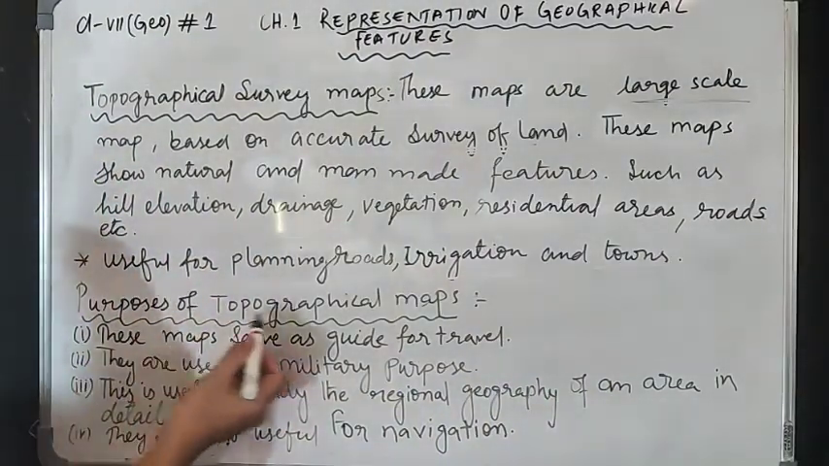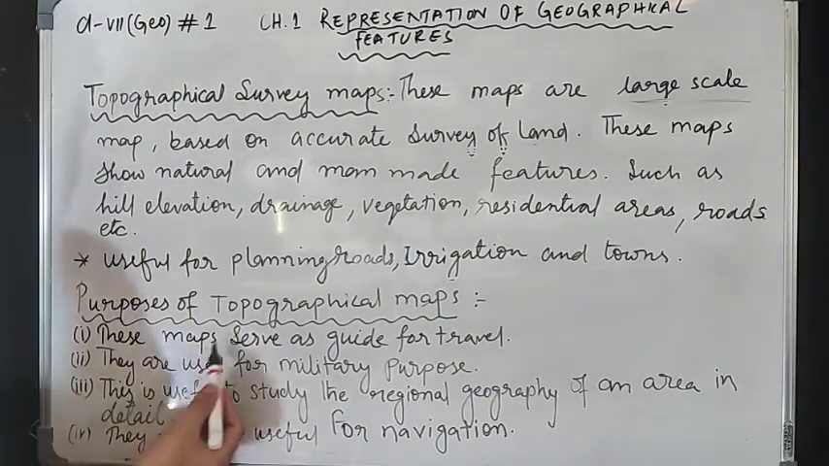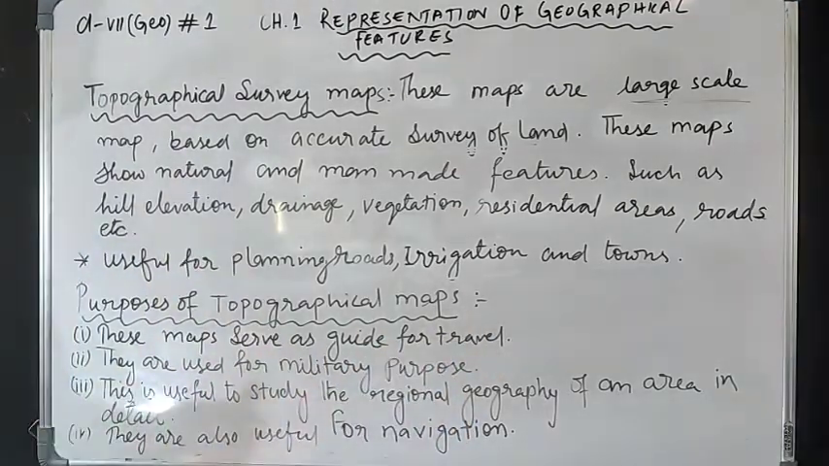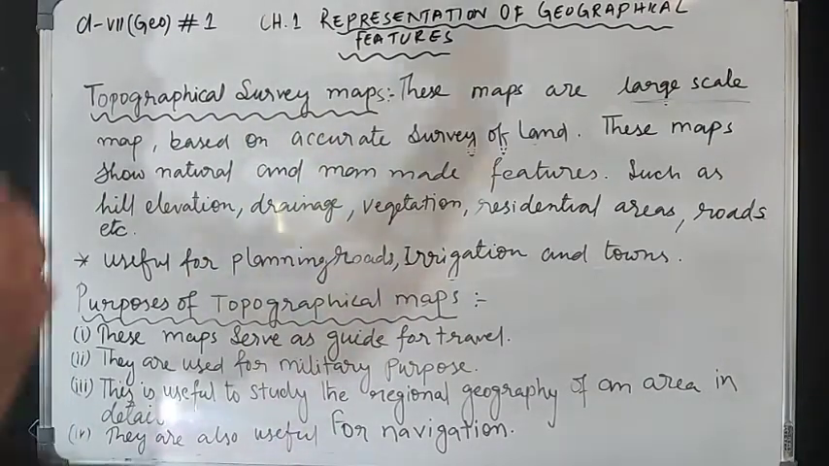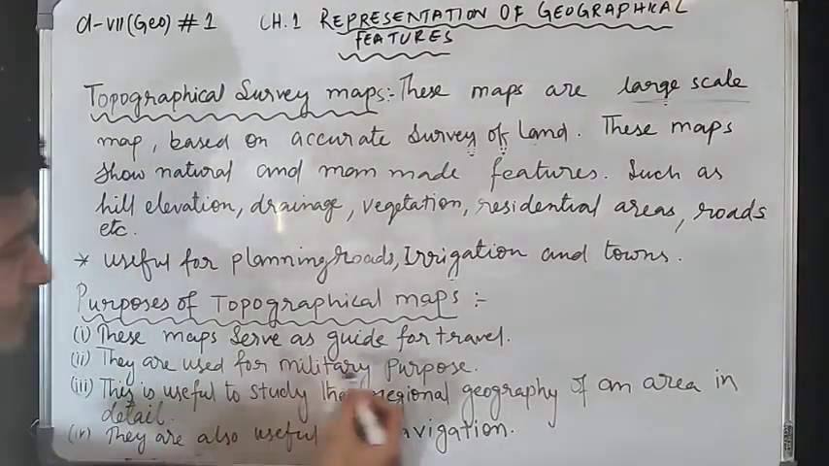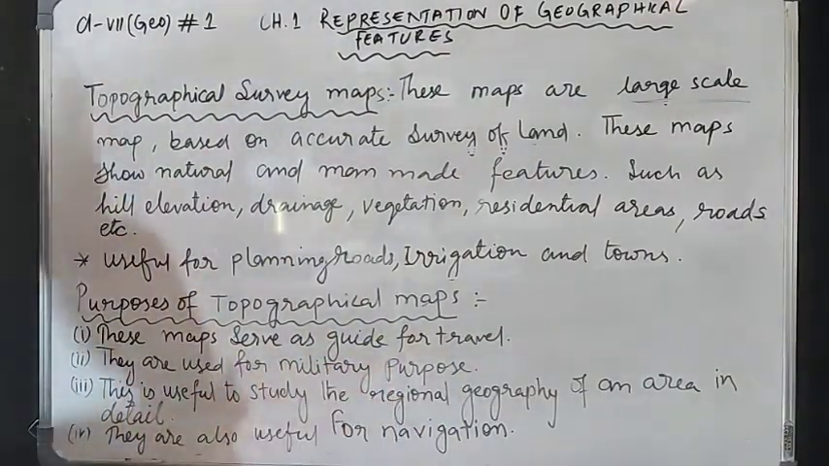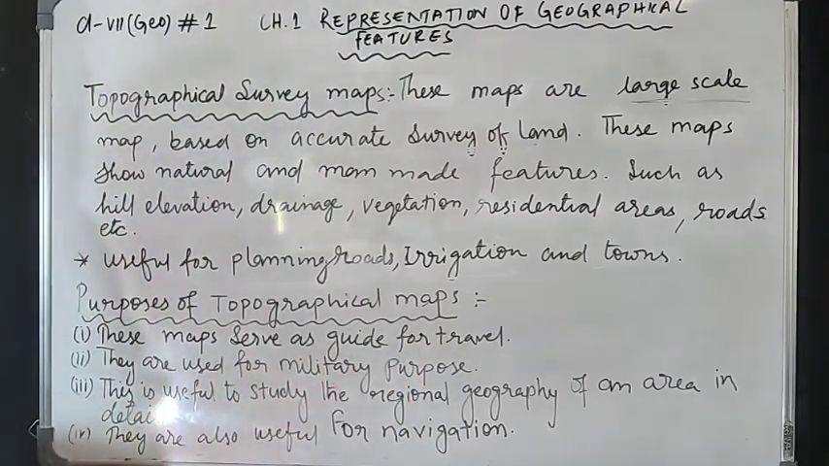Now let us see the purposes of the topographical map. Number one, these maps serve as a guide for travel. If you are traveling from one place to another, then this topographical map helps us to reach our destination. With the help of this map, we can locate any place, even a single building. Point number two, they are used for military purposes. These maps are also used by the military.